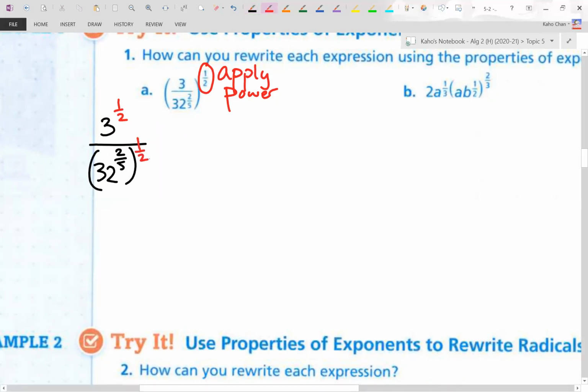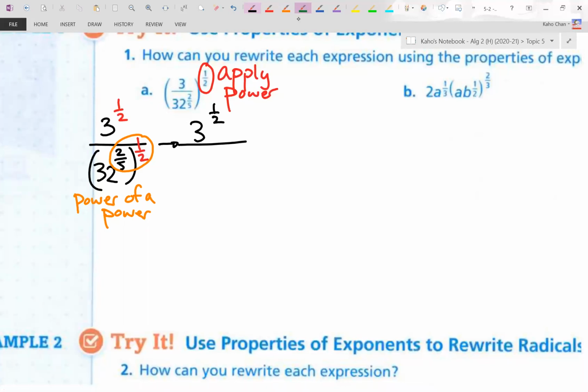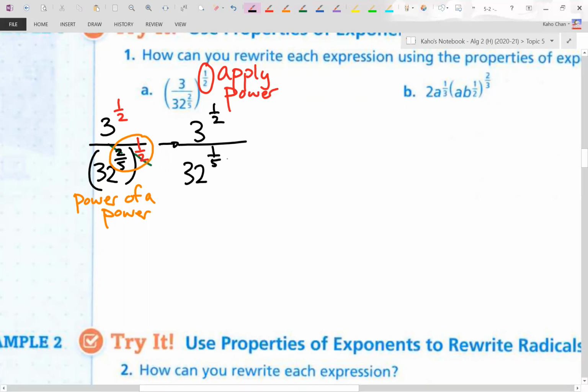Okay. Next one. Looking at this mess, I see a power over power going on here. The rule for power over power is to multiply. Let's do that next. So 2/5 times 1/2. Ooh, interesting. The 2's cancel. That gives me 32 to the 1/5 power. This is very fascinating.